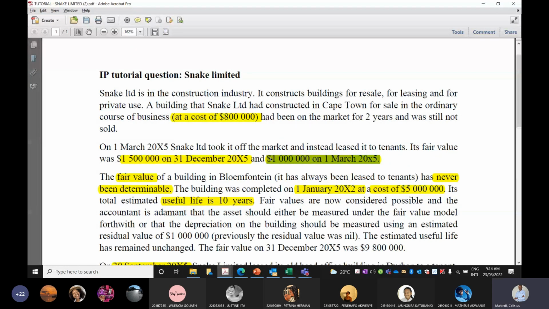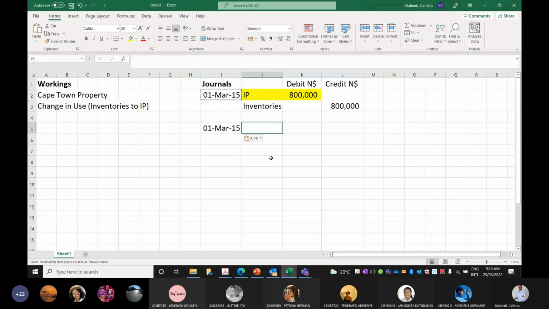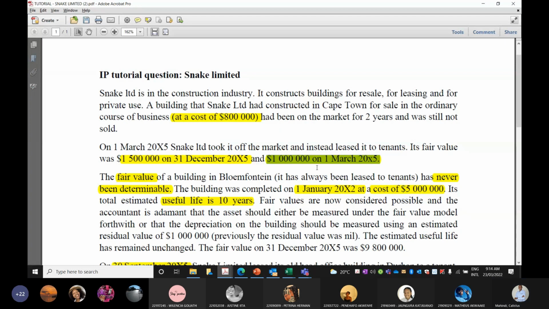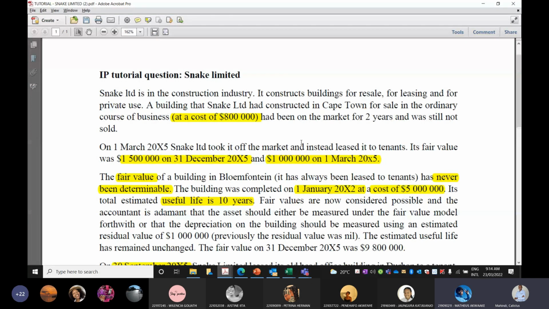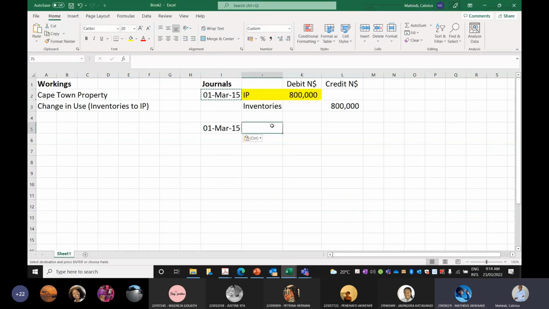Is the investment property increasing or decreasing in value? Decreasing in value of 500,000? No, on 1st of March. Remember, we transferred it to investment property at an amount of 800,000. But at that same date, that investment property should actually be 1 million. So in this instance, it is increasing in value on the 1st of March. So the adjustment would just be 1 million minus your 800,000.